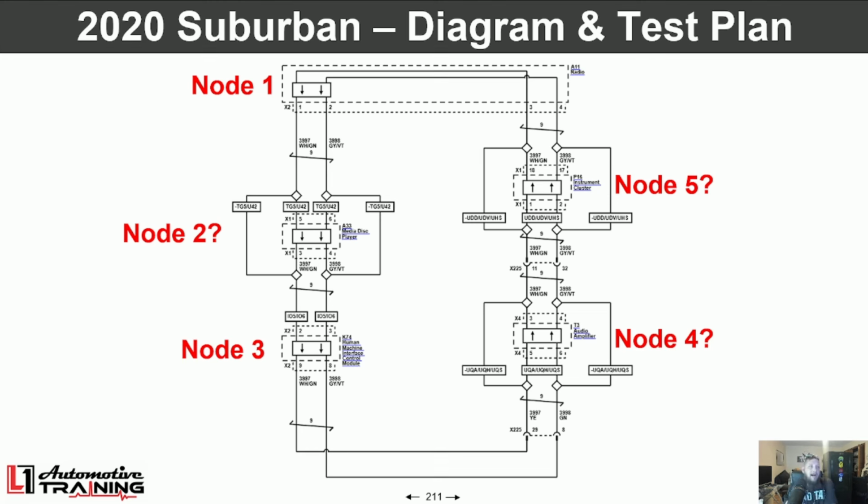So node 1 at the top there, the A11, is the radio. Just kind of circle that up there. Node 2, question mark, is the CD player, the media disc player. Node 3 is the human machine interface module, the HMI. Node 4, question mark, is the audio amplifier. And node 5, question mark, is the instrument cluster.